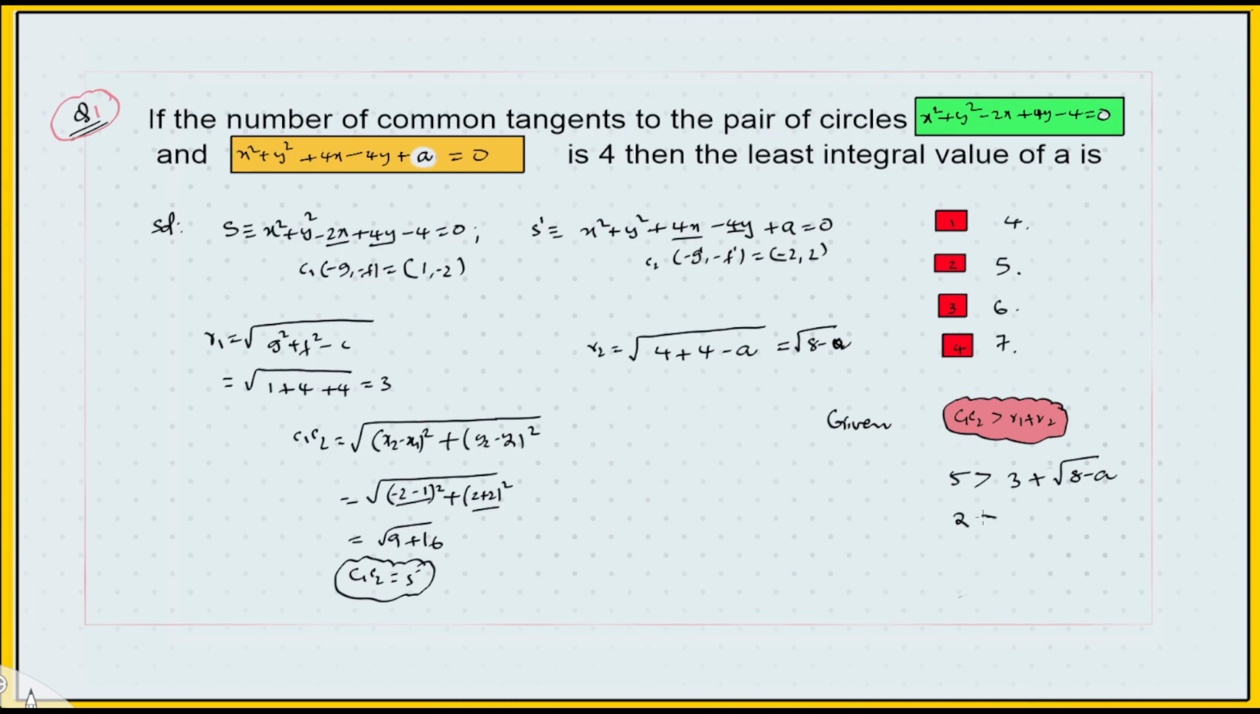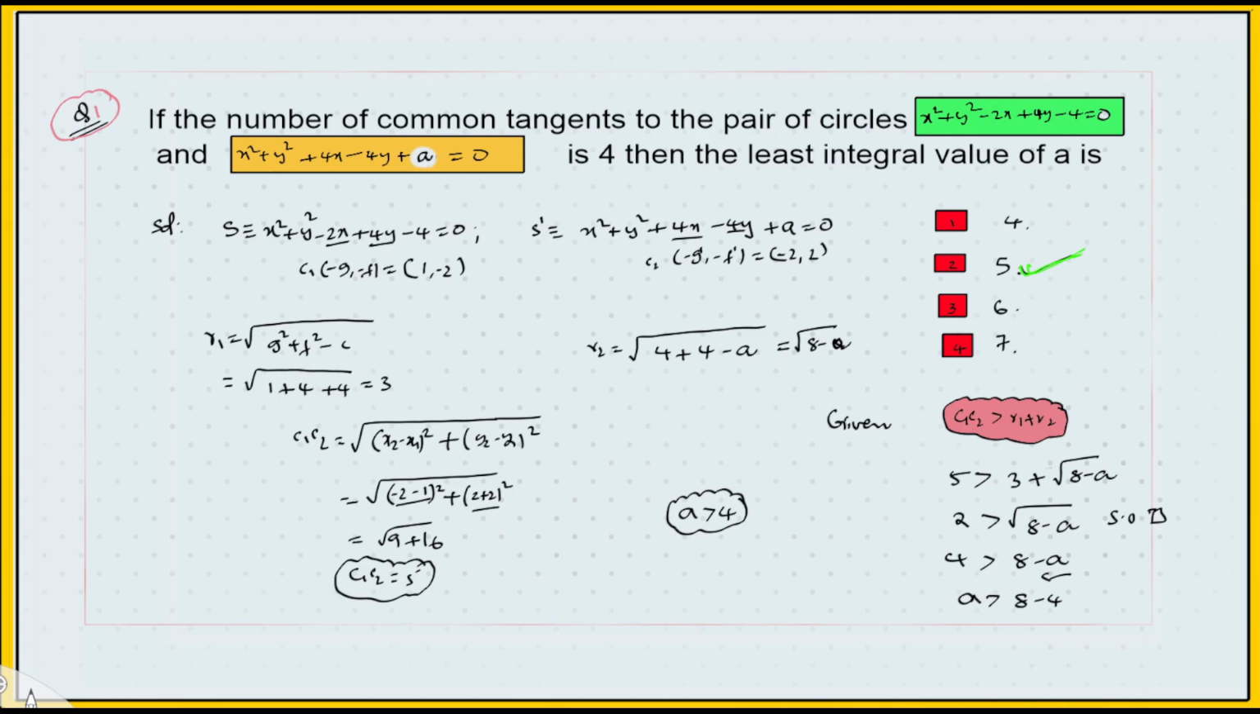So 5 minus 3 is 2, which is greater than root of 8 minus a. Squaring on both sides, 2 squared is 4, greater than 8 minus a. If you make a the subject, a is greater than 8 minus 4, so a is greater than 4. Greater than 4 means 5, 6, 7, 8, and so on. But we have to find the least integral value of a, so the least value greater than 4 is 5. So the second option is the right option: a equals 5.